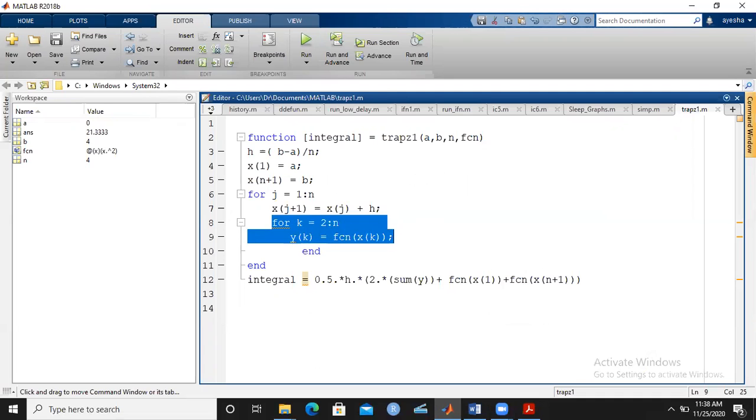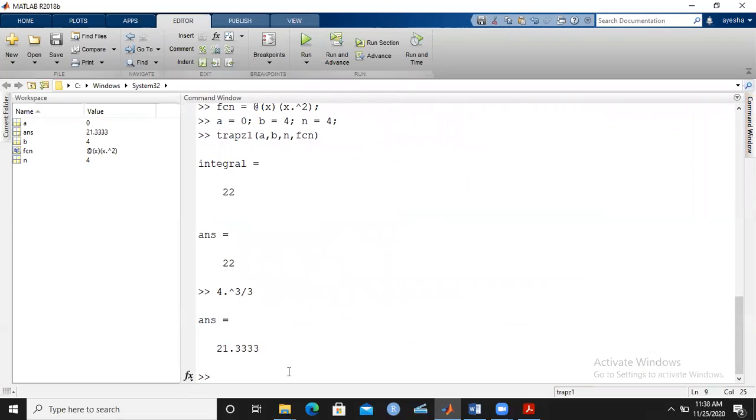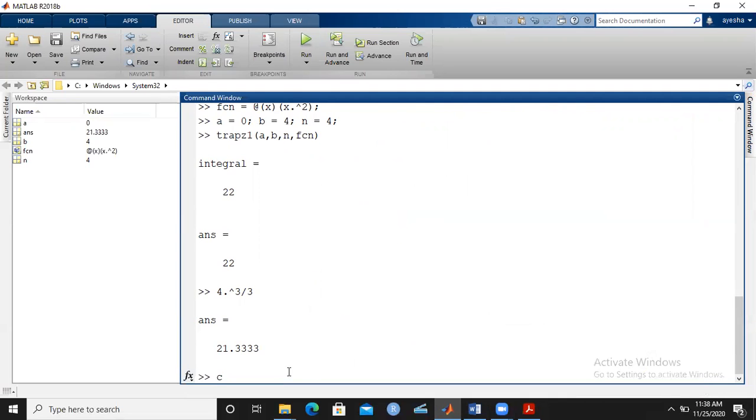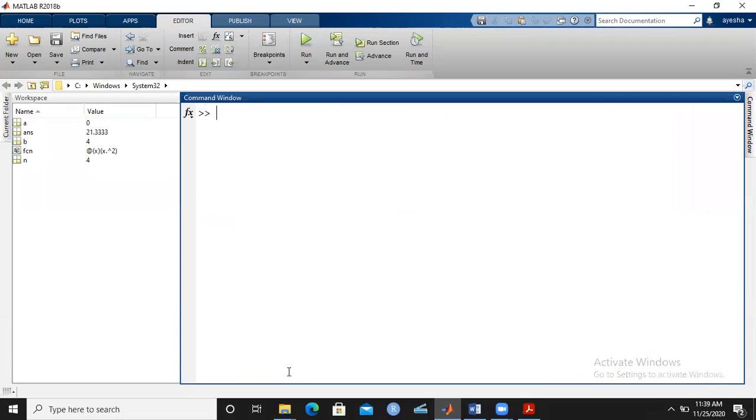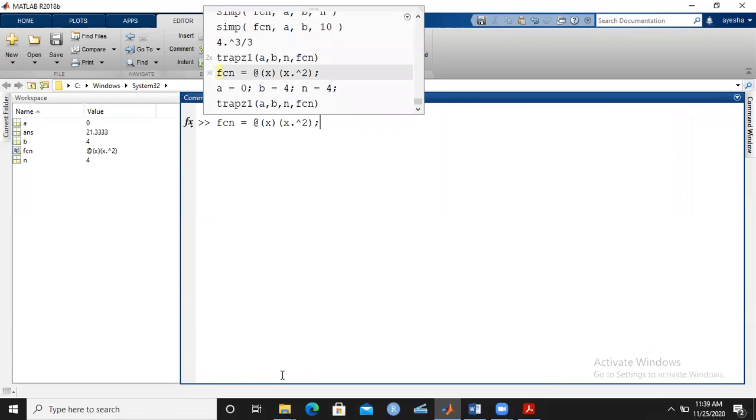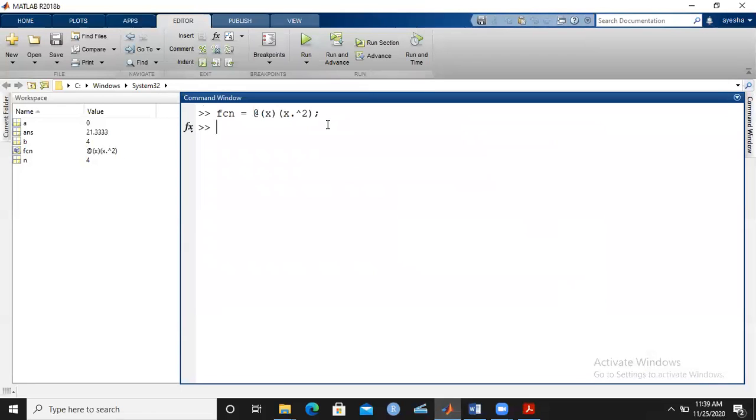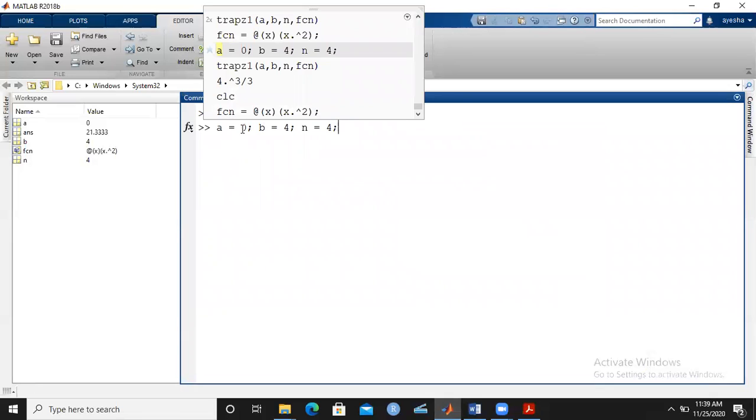Now let us use this function here in the command window. Let us type the function. Let me say that the function is a very easy function, x square. We all know that its integral is x cubed by 3, right? When we apply the limits, we will get the analytic answer, right? So now let me define the limits of the integral. The lower limit is 0, upper limit is 4, the number of gray patches is 4.